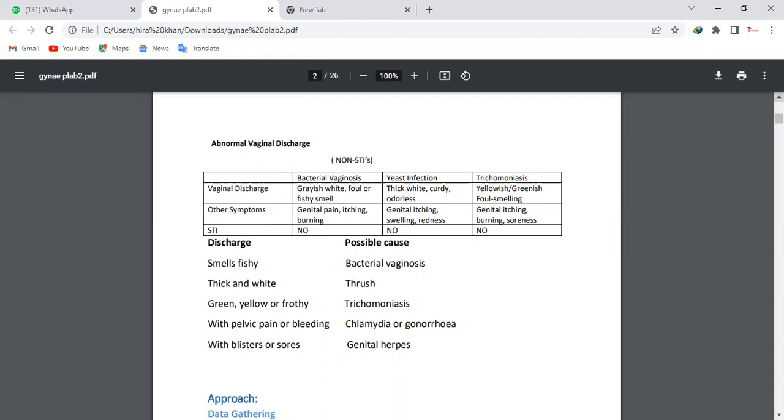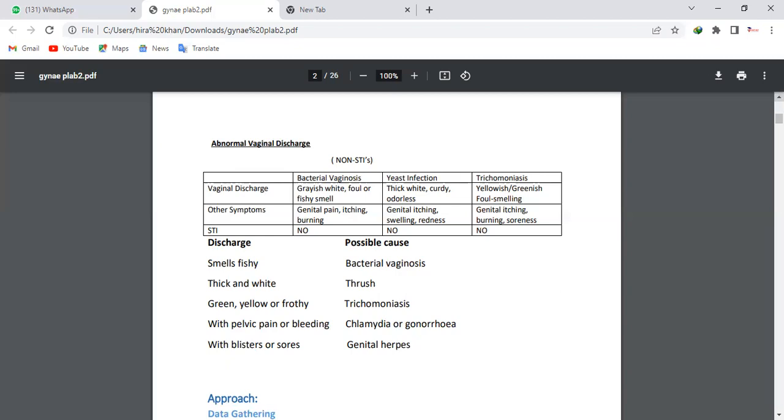All right, but once again you might have to change the sequence according to the scenario they have given you. All right, so starting from abnormal vaginal discharge, as you know, in females it is very common to have infections, but it can be an STI or it can be a non-STI. So you should know which one is STI and which one is non-STI. All right.